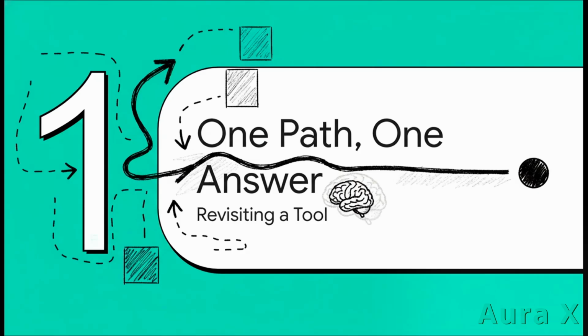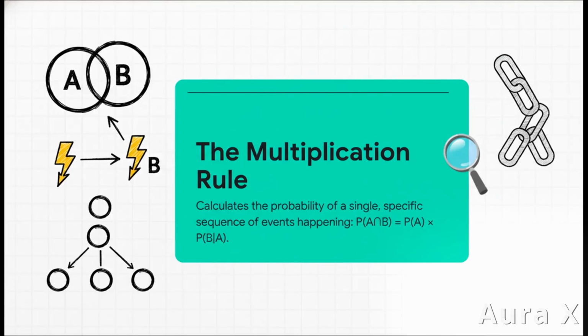Okay, first up, one path, one answer. Before we jump into the new stuff, we've got to do a quick refresher on a concept that's basically the building block for everything else. You probably remember the good old multiplication rule. It is perfect for finding the chance of one specific sequence of events. What's the probability that event A happens and then event B happens, assuming A already happened? This rule nails that answer for just one specific path.